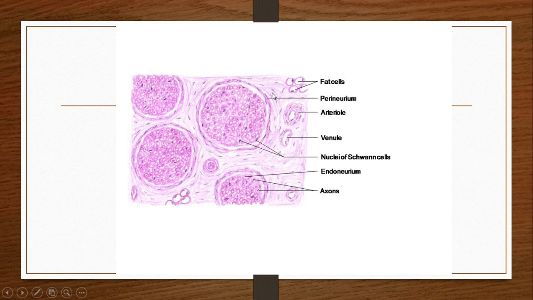That fascicle is covered with perineurium. That entire nerve is covered with epineurium. In between, in the connective tissue covering which is forming the perineurium, or separating the bundles, there are venules, arterioles, fat cells, and small nerves. All these things can be seen in the connective tissue, that is for the support of the function of the nerve. So this is the cut section of peripheral nerve, how it appears.